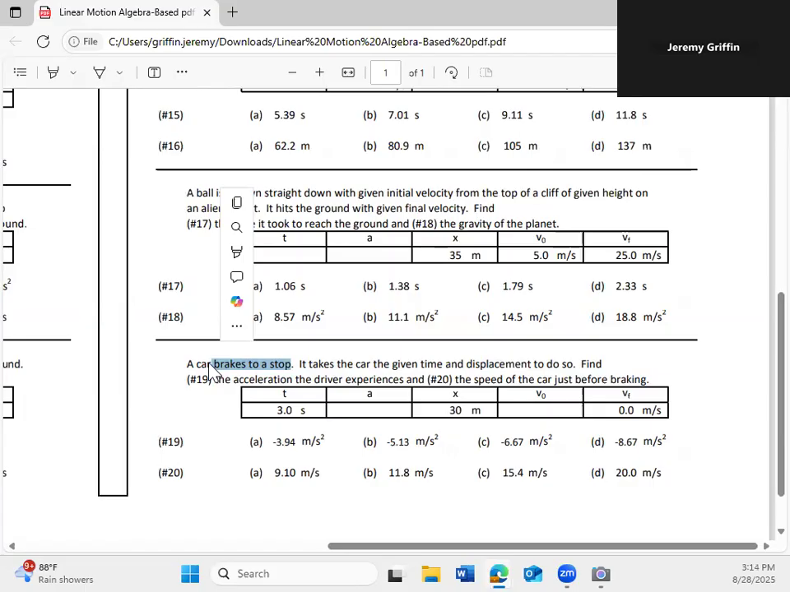Yeah, final velocity is 0. Again, most textbooks would not explicitly type out that the final velocity is 0. You'd have to figure that out, but you guys can figure that out. So I did, I gave that to you.